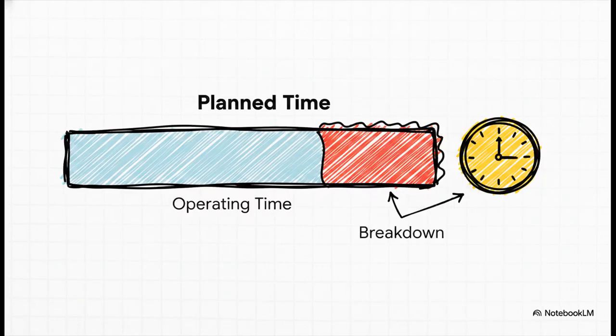First up, availability. We planned for 480 minutes of production, but that 60-minute breakdown meant we only actually operated for 420 minutes. So we divide our actual operating time by our planned time, and that gives us an availability score of 87.5%. We lost 12.5% of our potential right there, right off the bat.